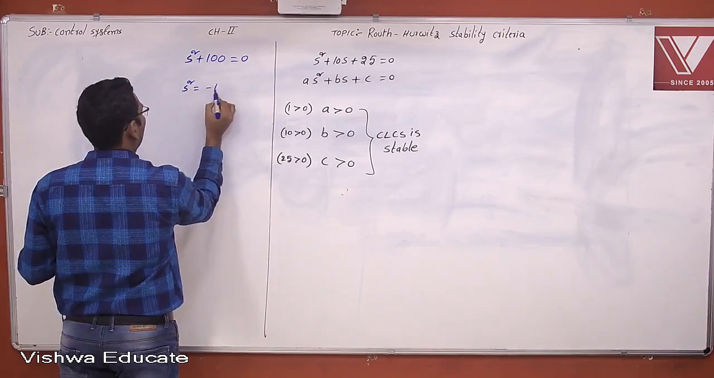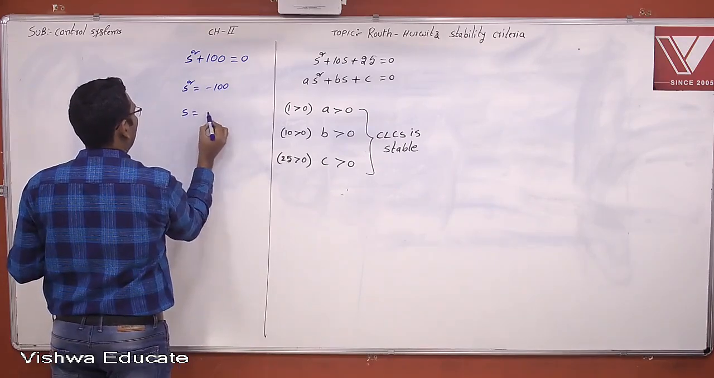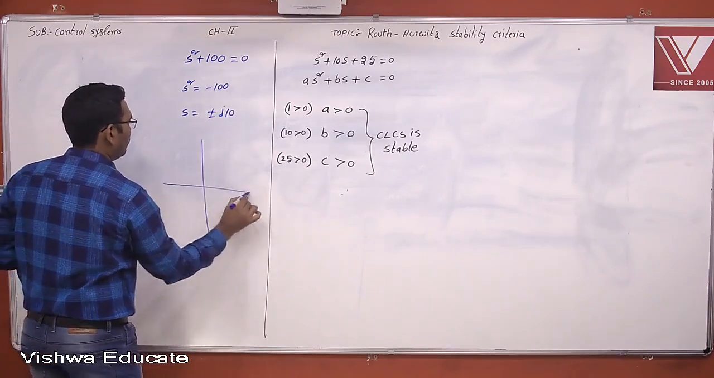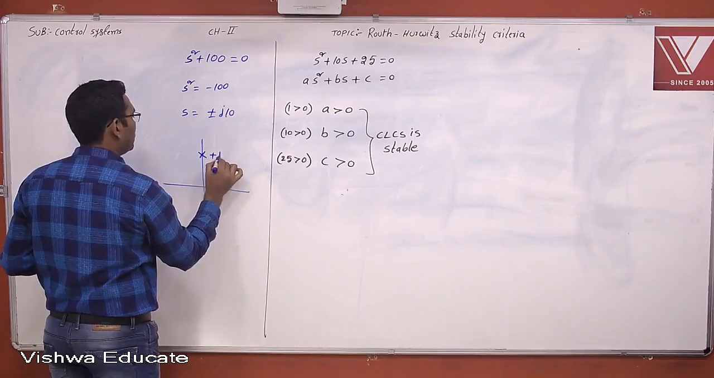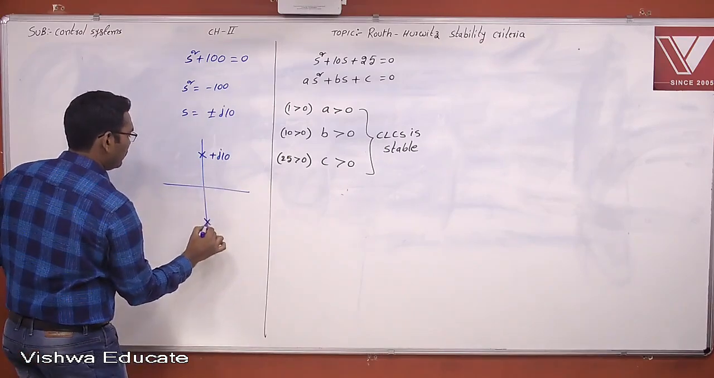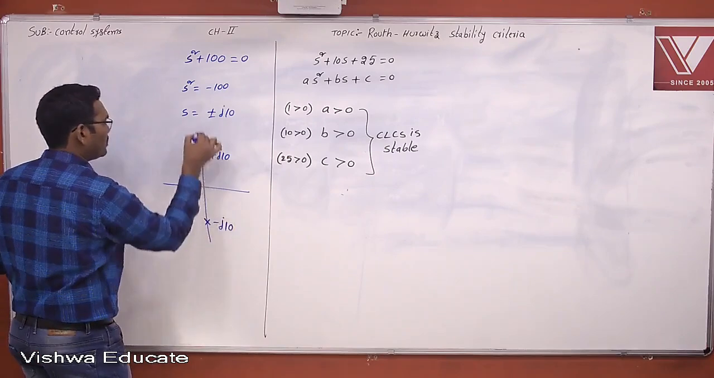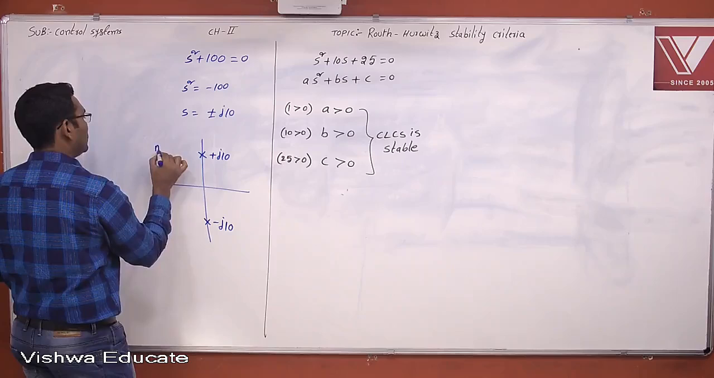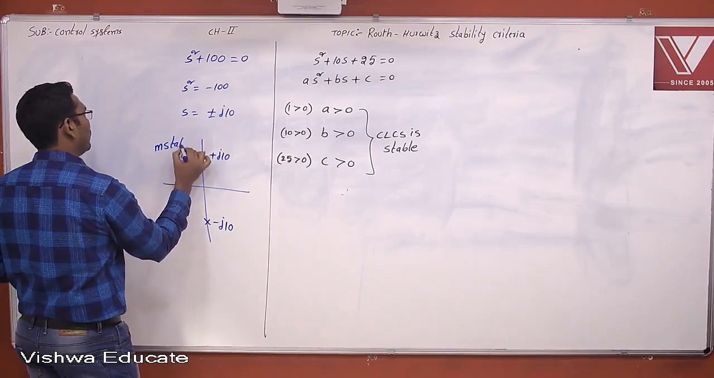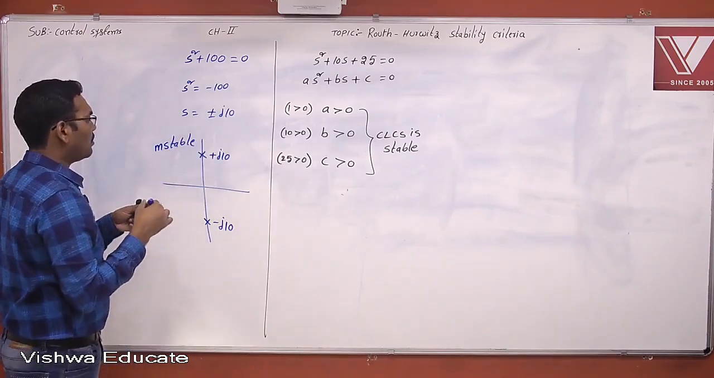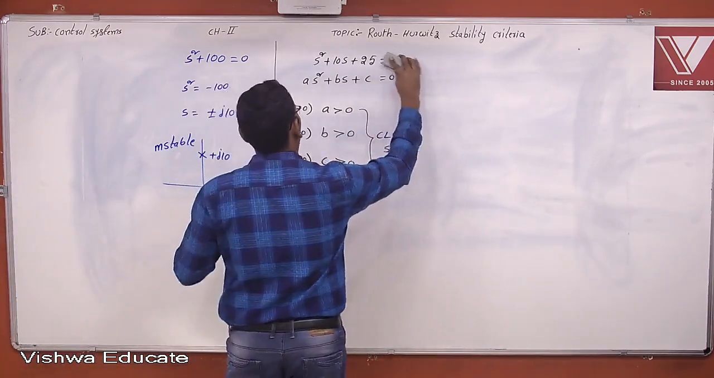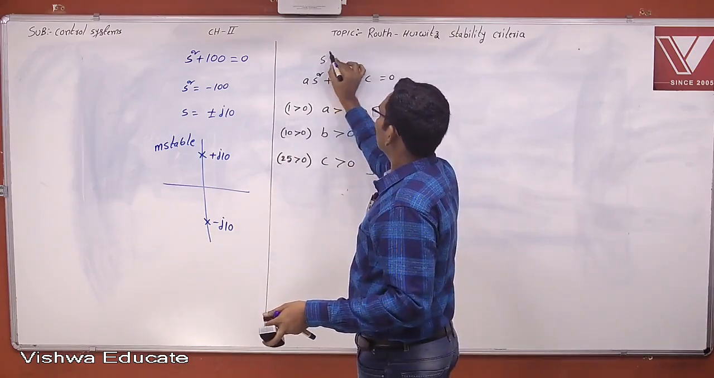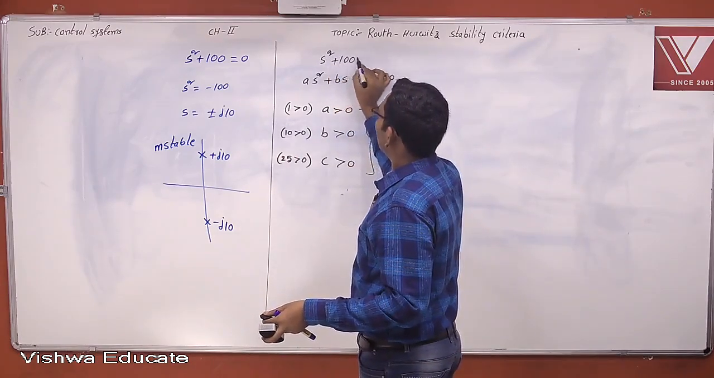S square equal to minus 100, s equal to plus or minus j10. Now what are the poles? One pole is at plus j10, another pole is at minus j10. When the poles are on the imaginary axis and not repeated, then the system is marginally stable. This is marginally stable. Now I can also use the shortcut method, the same method as here. This is the question, s square plus 100 equal to 0.